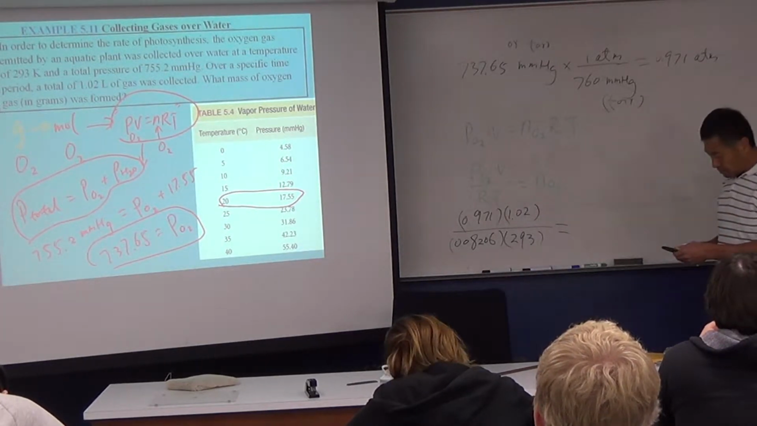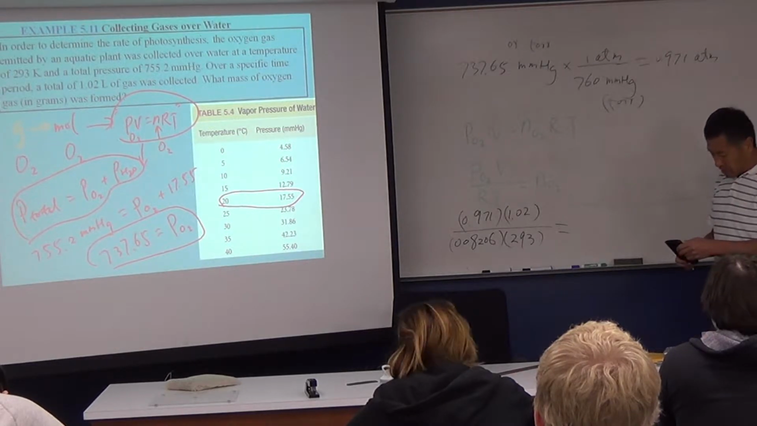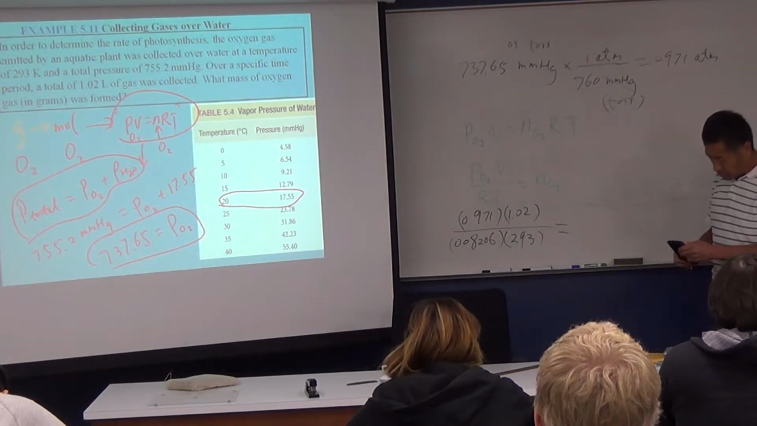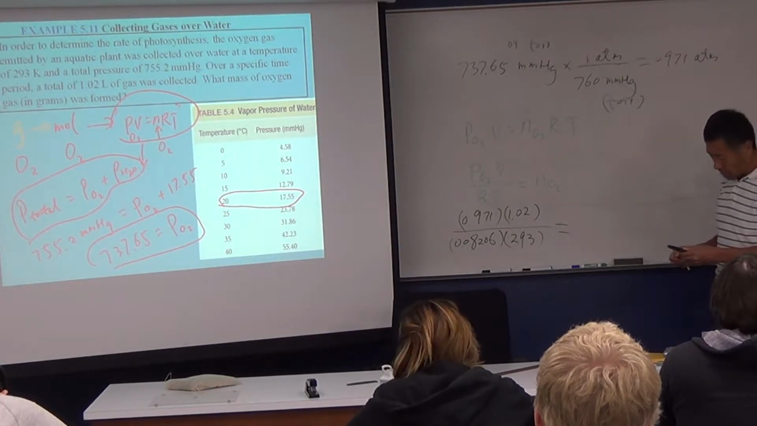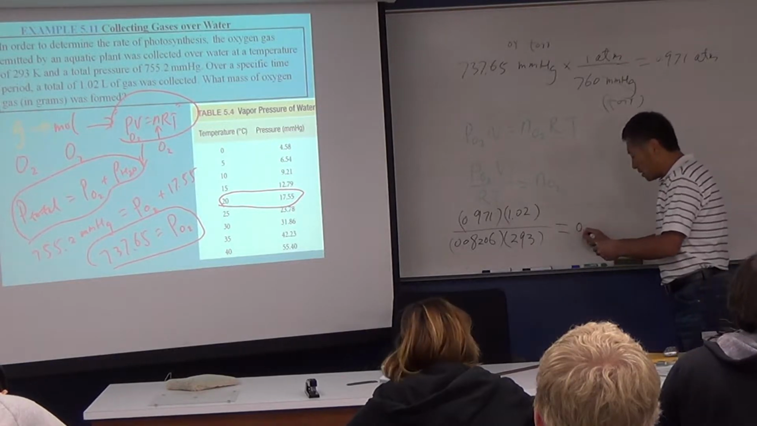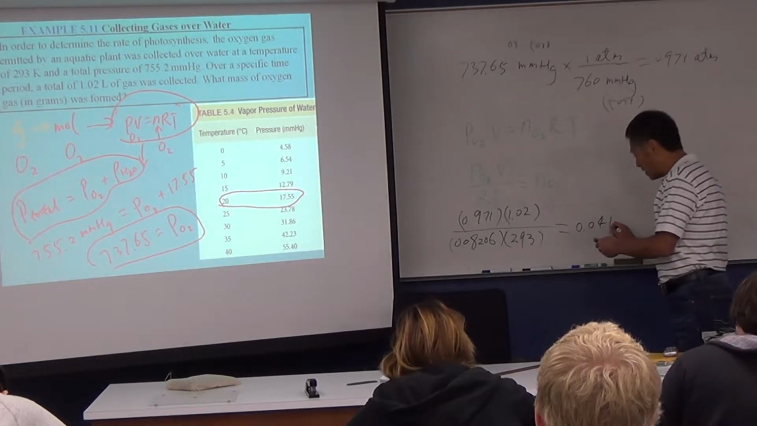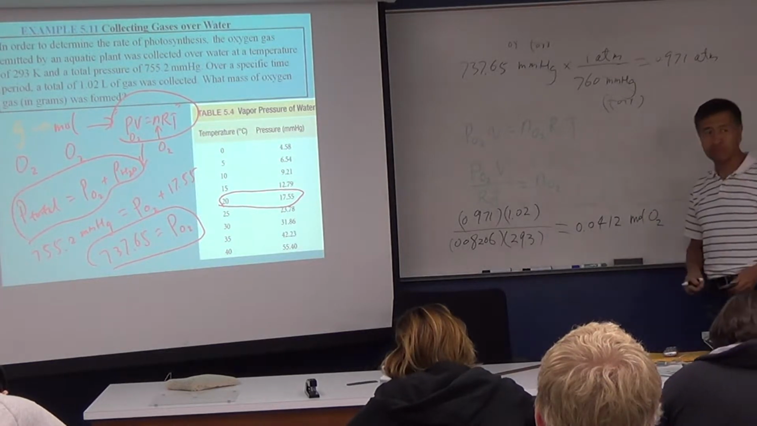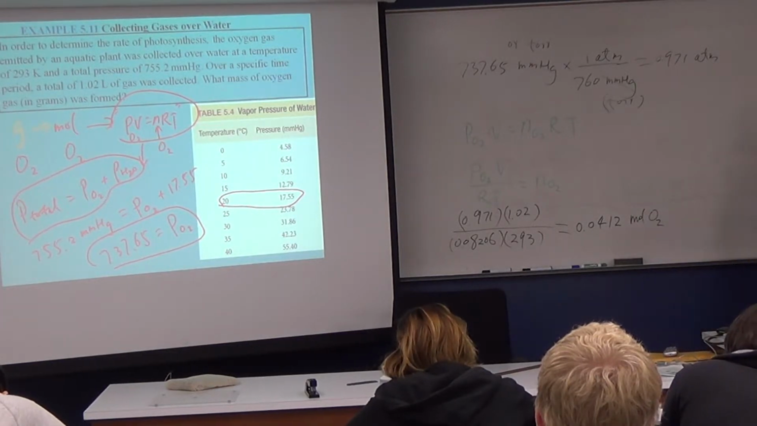Right. 0.971 times 1.02 divided by 0.08206 divided by 293. So that is 0.0412 mole of O2. You agree?